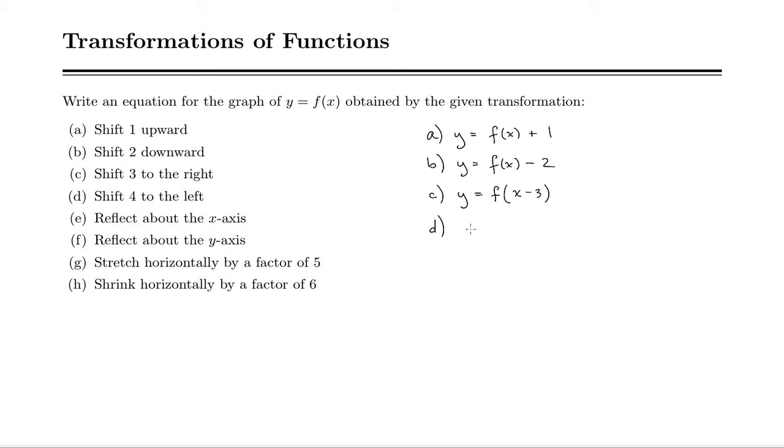Likewise, for D, if we want to shift 4 to the left, again, it's a horizontal shift, and so it happens to only x, and to the left, we do by adding 4.